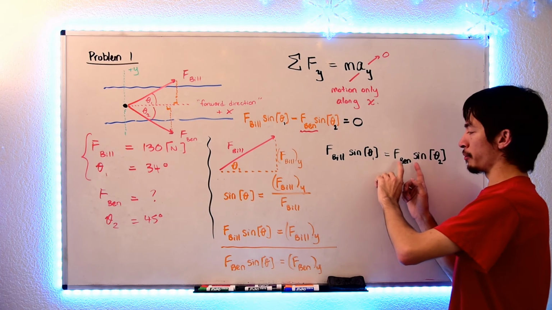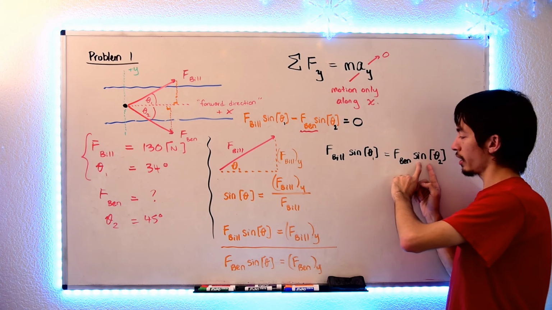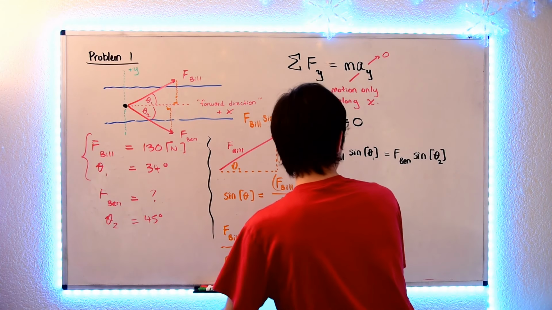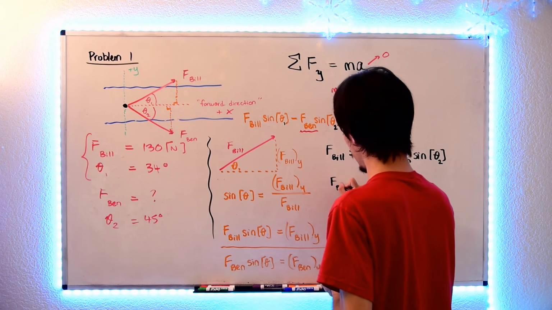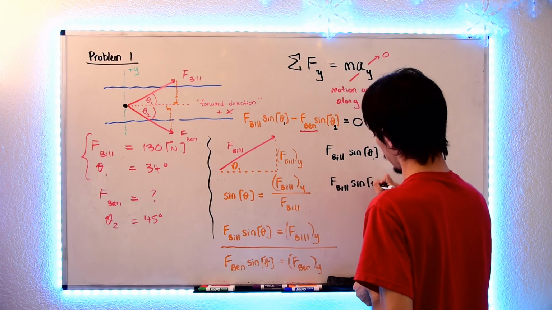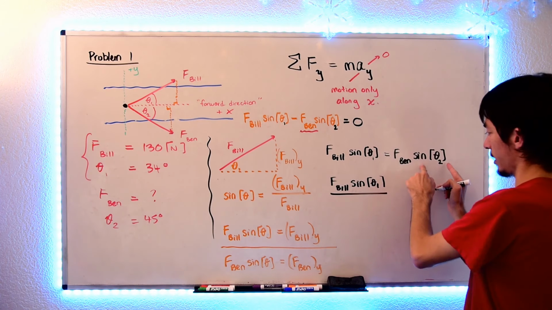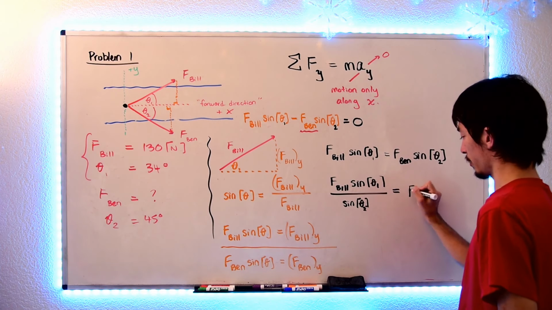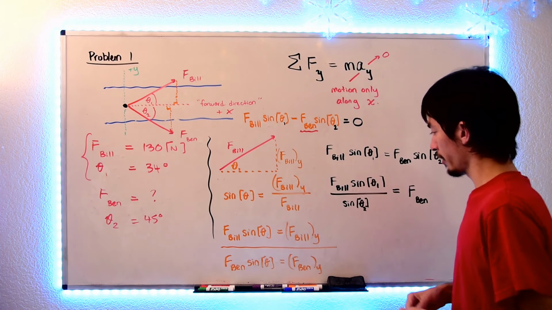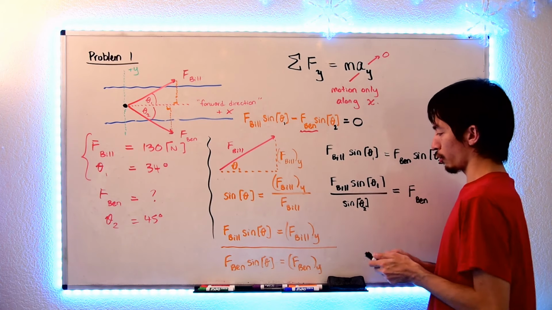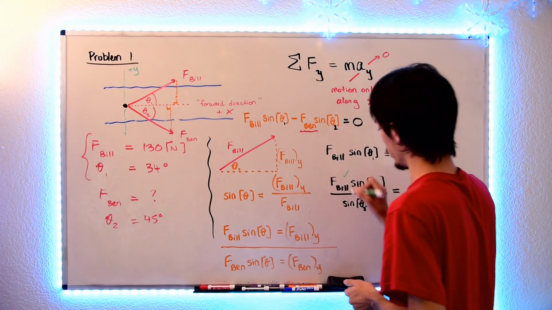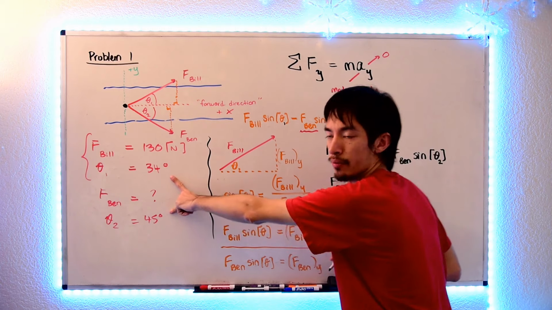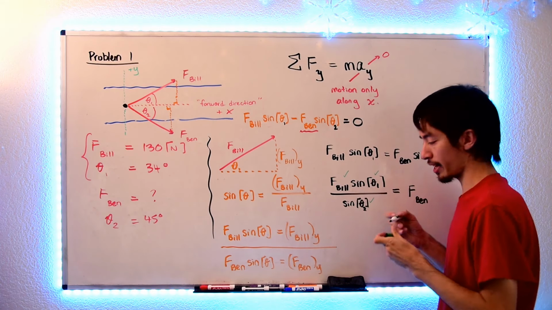Now we can take the sine of angle 2, and we can divide it over to the left side to get force Ben by itself. So we have force Bill sine theta 1 divided by sine of theta 2 equals the force from Ben. We're going to go through and make sure that we have everything. So we have force from Bill. That's good. That's provided. We have both angles, theta 1 and theta 2. So all we're going to do at this point is calculate that.